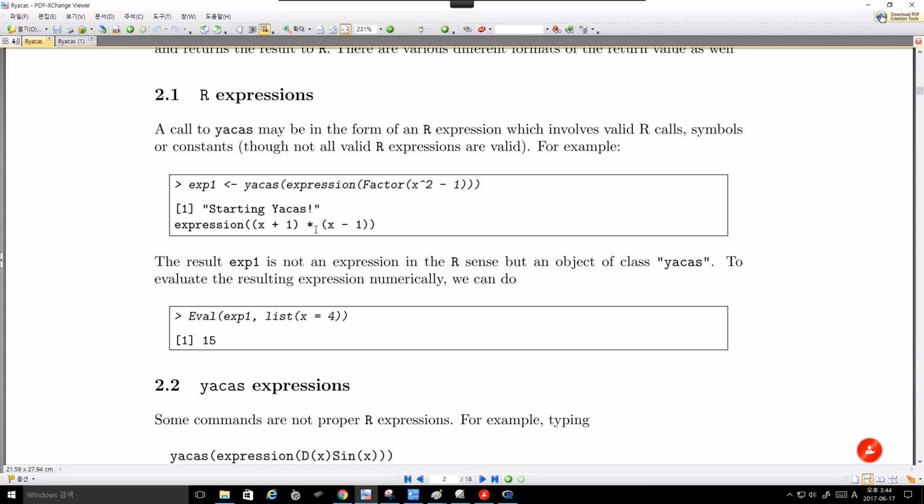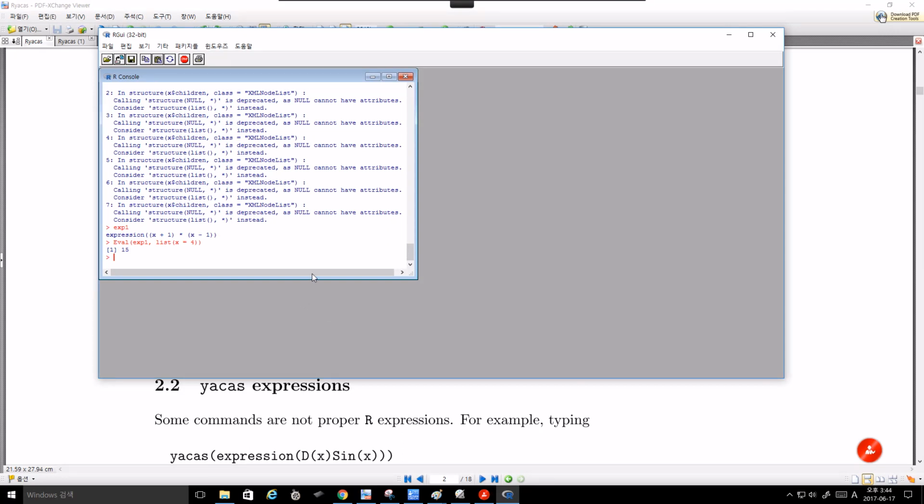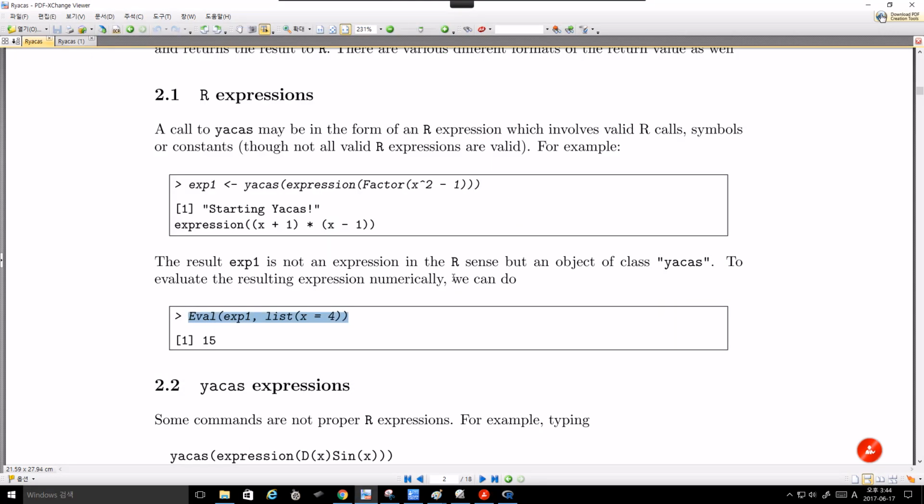Now, we can evaluate. We store this as expression 1, and we can evaluate this expression 1 at x equal 4, then 5 times 3, so it should be 15, right? So let's copy and paste this evaluation. This Ryacas can do the evaluation, so we have answer 15.